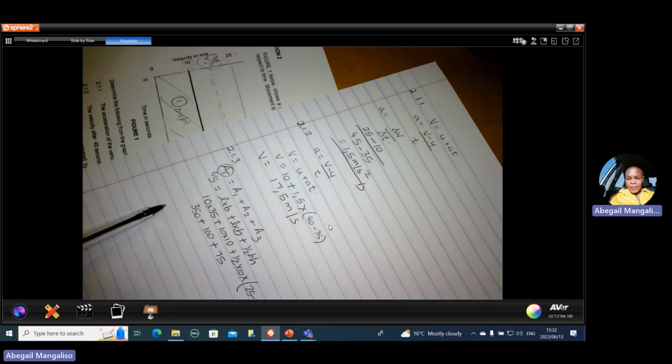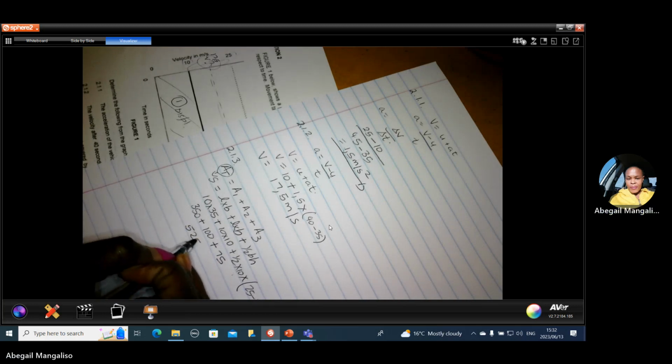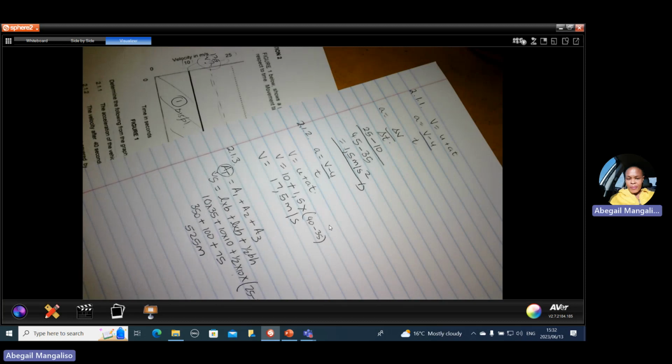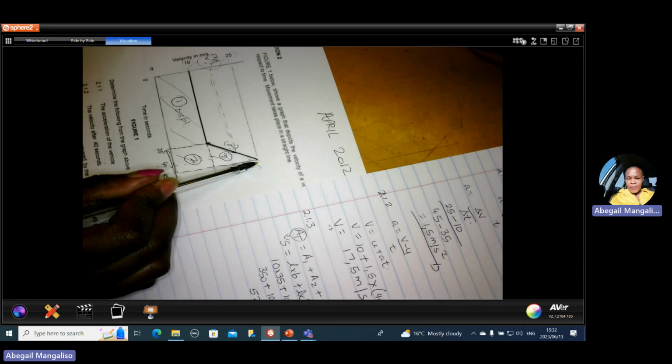Next step, you add this. This is 175 plus 350. And the answer will be 525. This is the displacement, the total displacement between this point and that point.